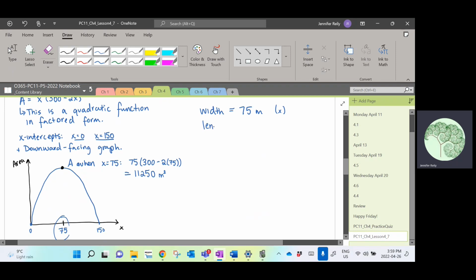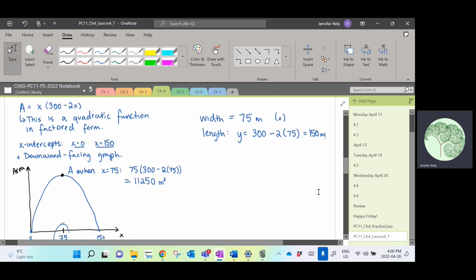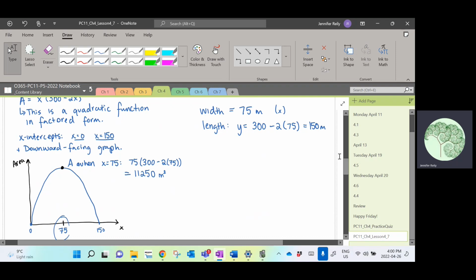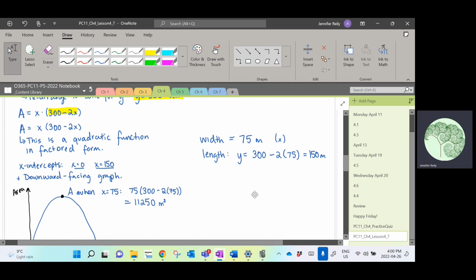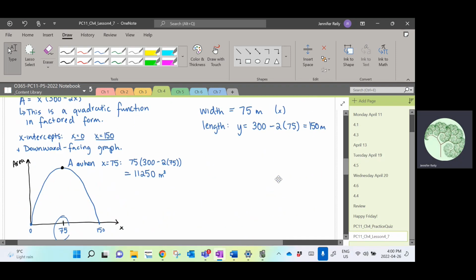To find the y, the length, we're going to use the equation we came up with for y. That's highlighted in yellow there. 300 minus 2 times 75. And that would give us 150. So the dimensions that would maximize the area of this garden would be 75 meters for the width and 150 meters for the length. So we're going to answer that in a complete sentence.